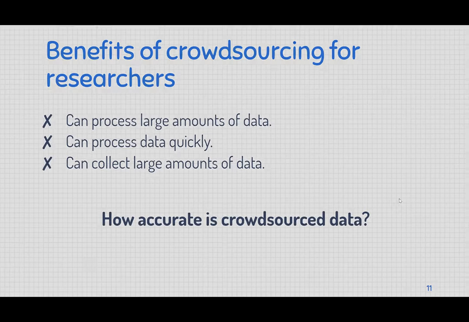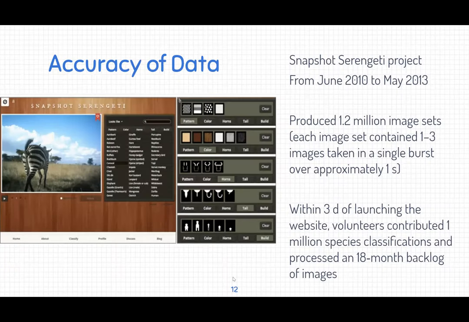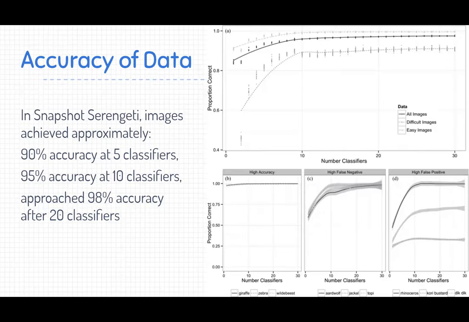Since I'm kind of out of time, I'm pushing it. There are links and I will share this presentation, but a really big project has given us kind of a case study to see how accurate citizen scientists are. And the short of it is if you have multiple classifiers for each project or multiple people looking at the same thing, their accuracy is even more accurate than one expert in the field doing that same task.